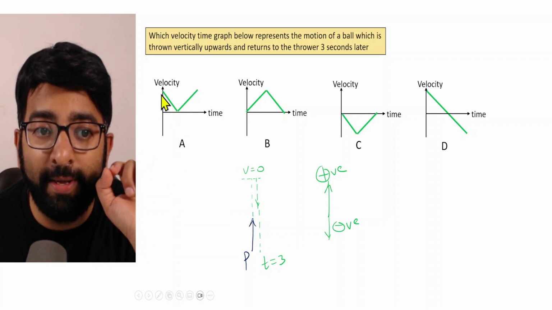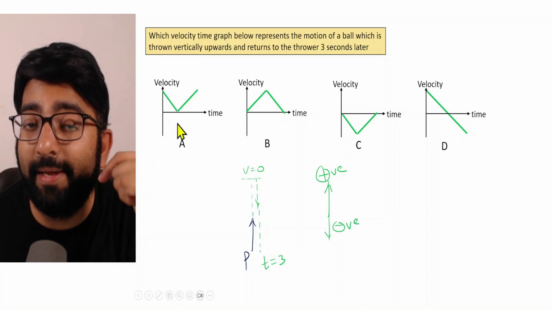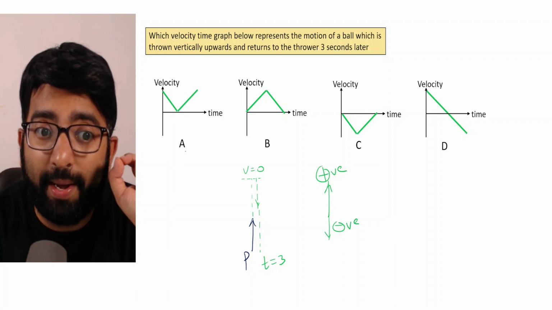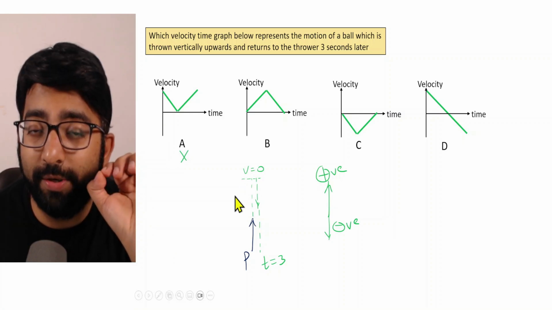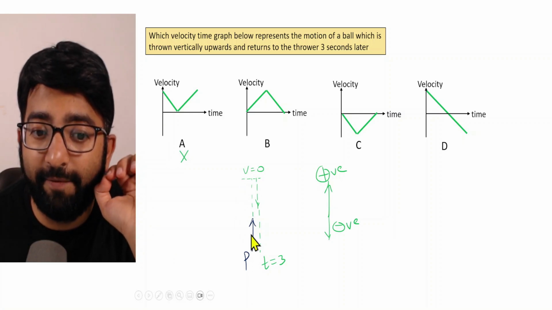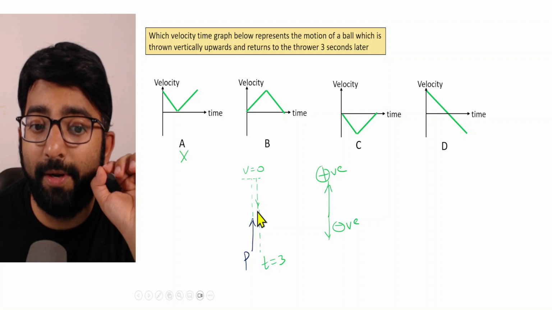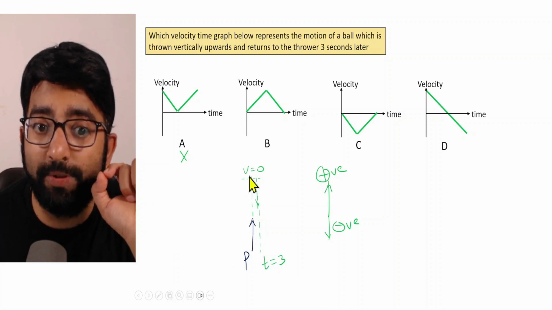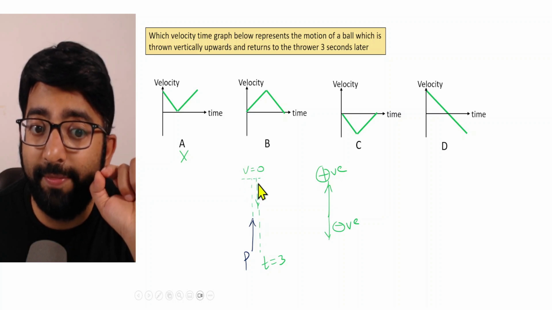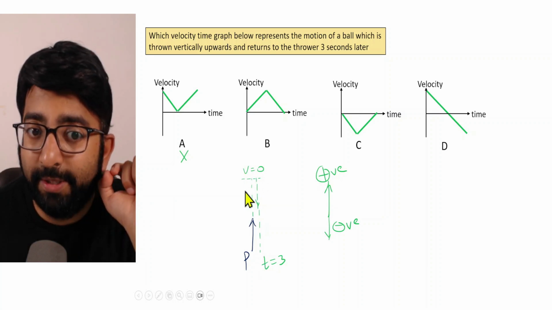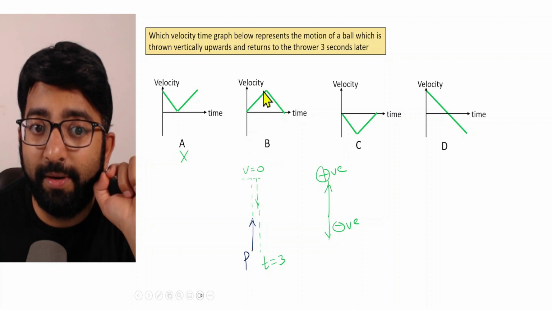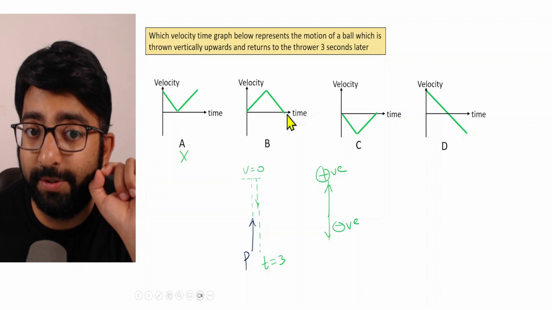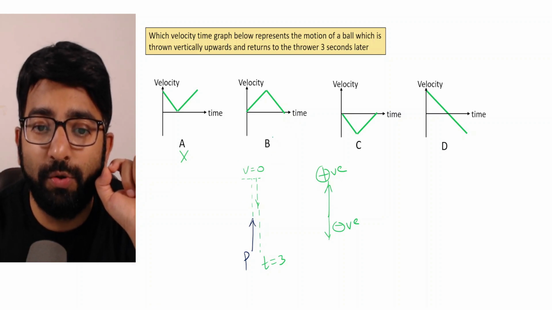If we look at option A, this entire graph is completely above the x-axis, which means velocity is always positive. And that is why option A can be discarded, because the actual situation is that initially the velocity is positive, it becomes zero for a moment, and then the velocity becomes negative. Similarly, in option B, you can see the graph is completely above the x-axis, which means velocity is always positive. Hence, option B is also incorrect.